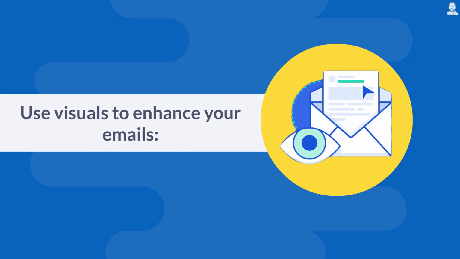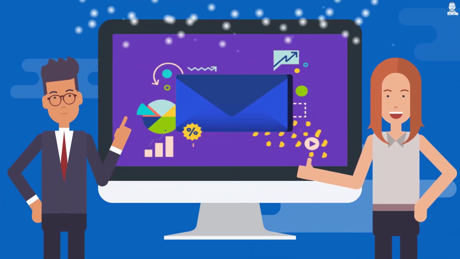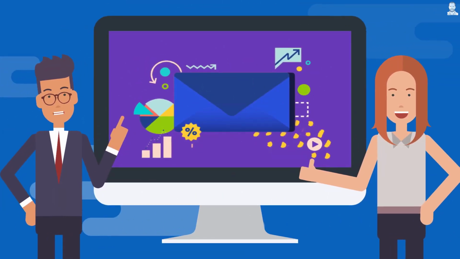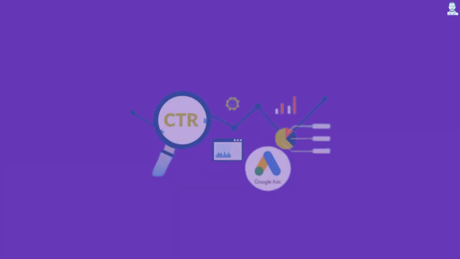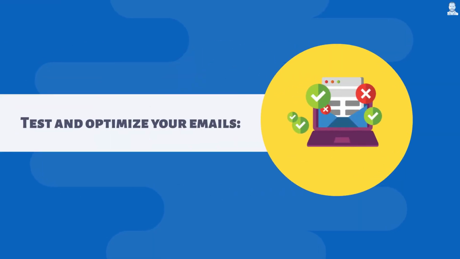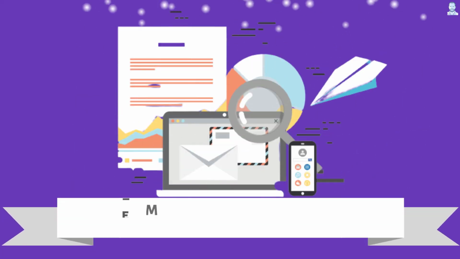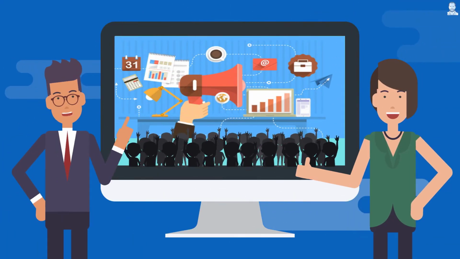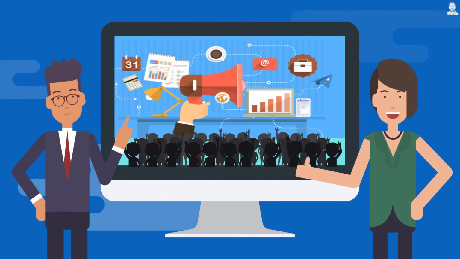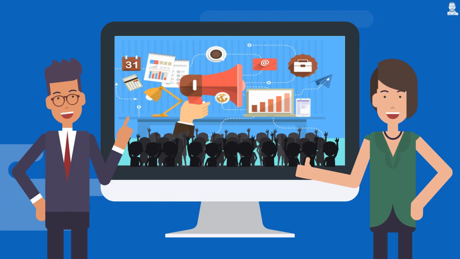Use visuals to enhance your emails. Adding visuals such as images, videos, and infographics can make your emails more engaging and increase click-through rates. Test and optimize your emails. Test different elements of your emails such as subject line, content, and visuals to see what works best for your audience. Email marketing is a cheap and effective way to promote your business and engage with your audience.